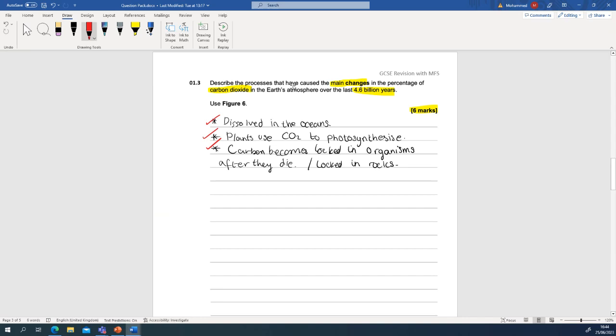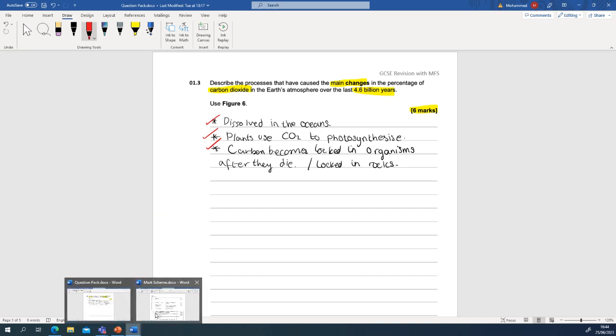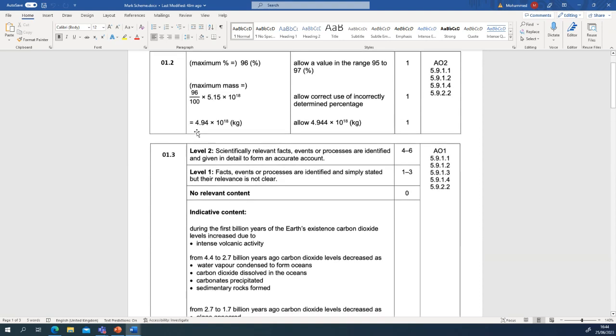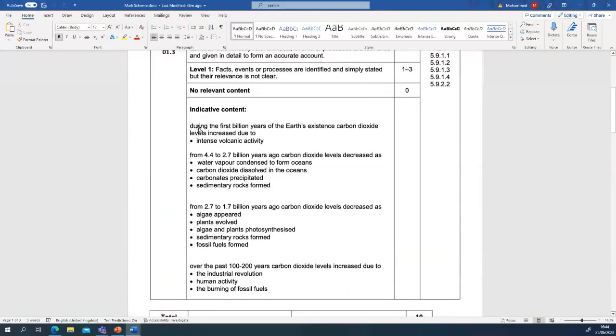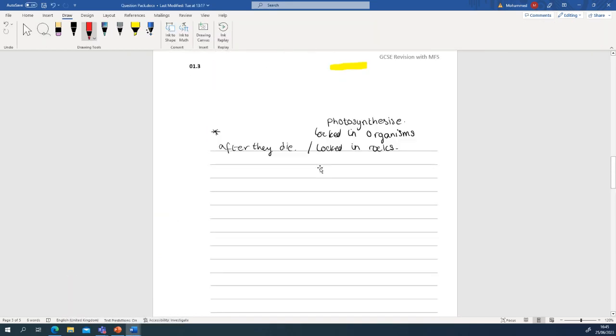Okay, and I'm going to show you the mark scheme for this question now. So it's question 1.3. So here, this is what the mark scheme says. During the first billion years of the Earth's existence, carbon dioxide levels increased due to intense volcanic activity. So volcanic activity doesn't only increase the nitrogen levels, but it also increases the carbon dioxide levels. From 4.4 to 2.7 billion years ago, if you're wondering where it's got these figures from, it's actually from the graph, which is here.